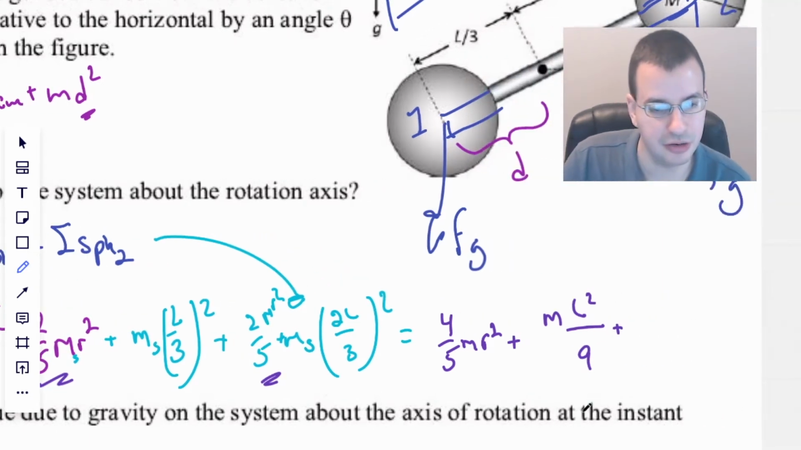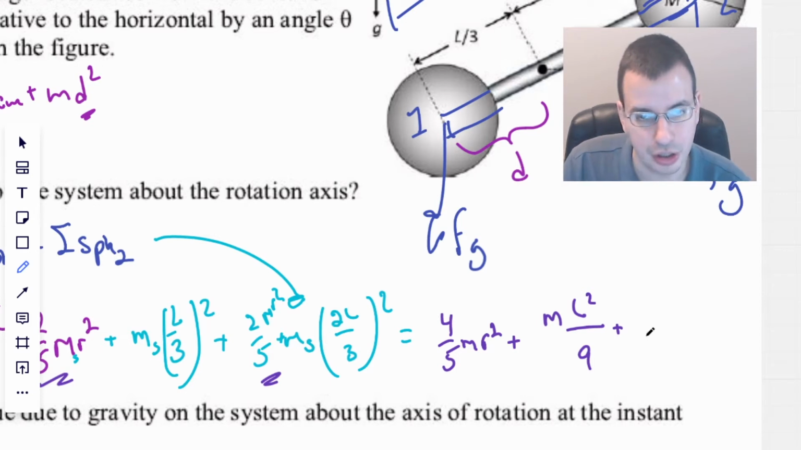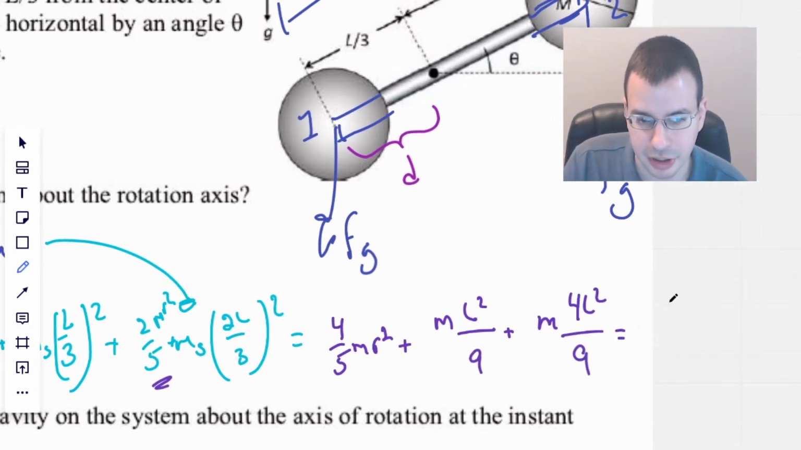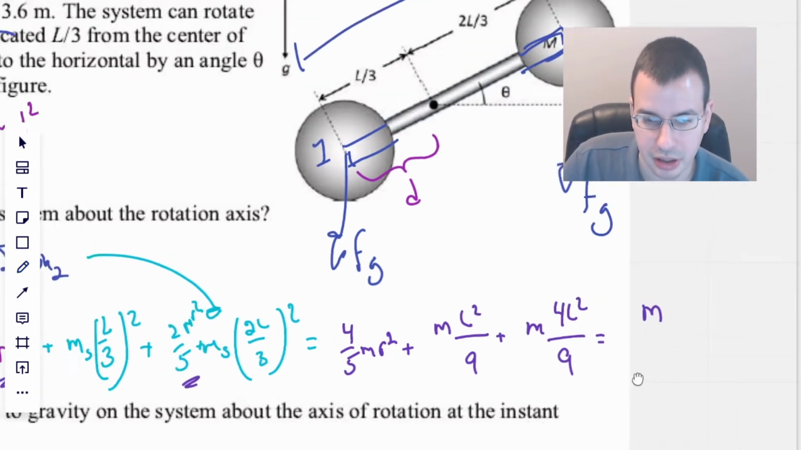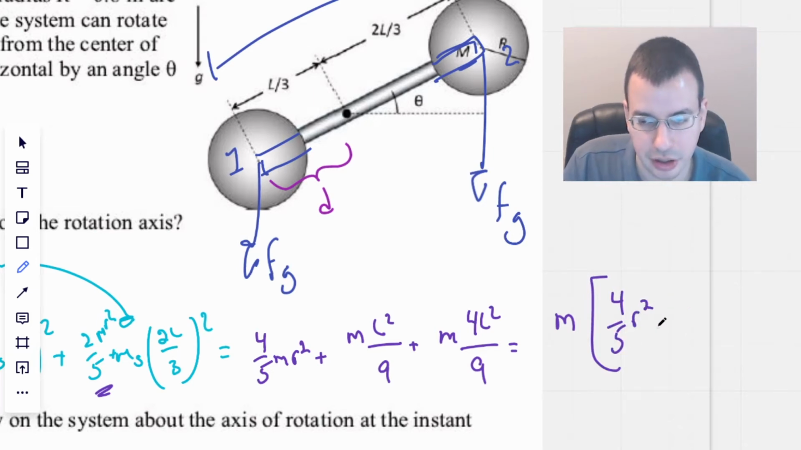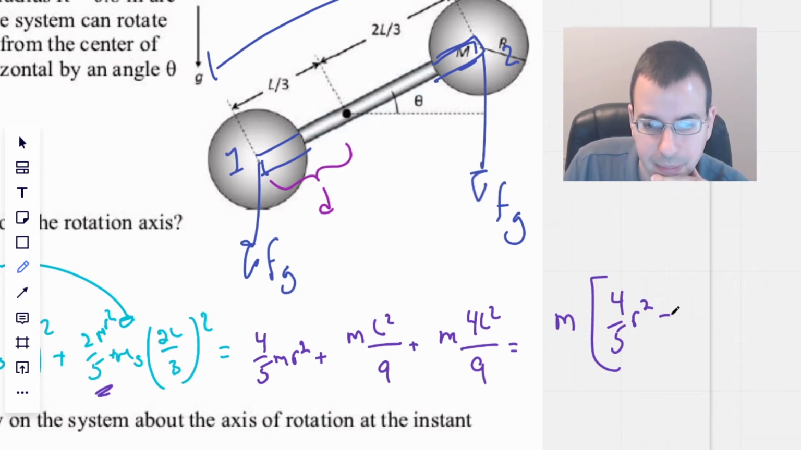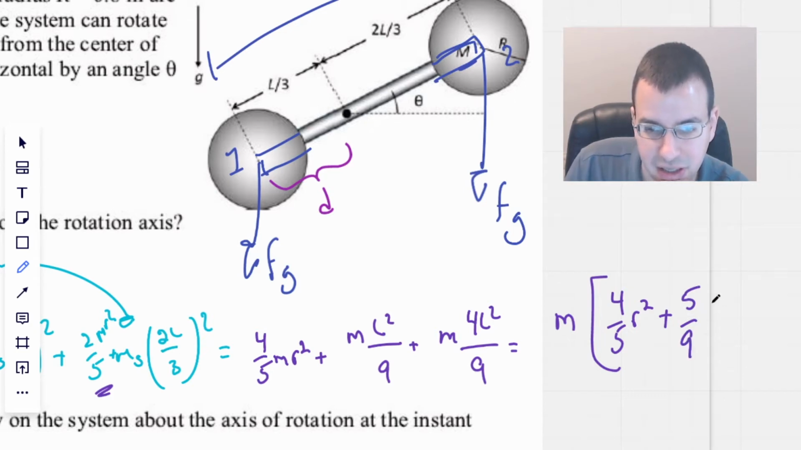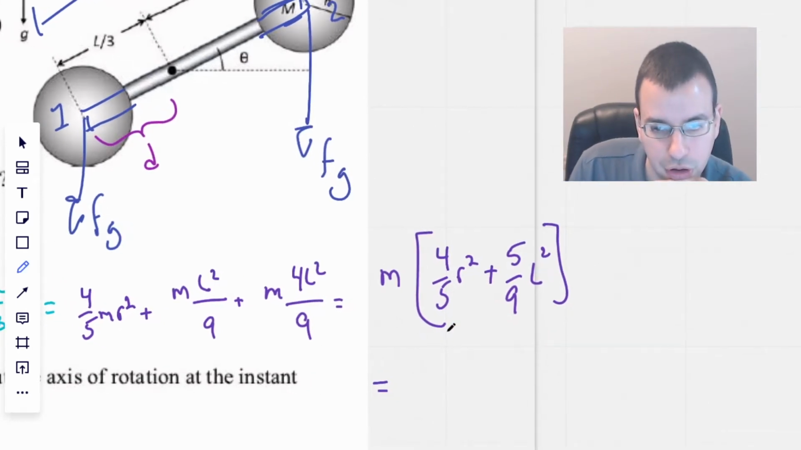plus, and then for this one, we have 2/3. Yep. We have m 4L squared over 9. This gives us m times quantity 4/5 r squared, which is interesting because it's all 0.8, plus, and this will be 1/9 plus 4/9 will be 5/9 L squared. And I don't think it's really worthwhile to try and combine those.